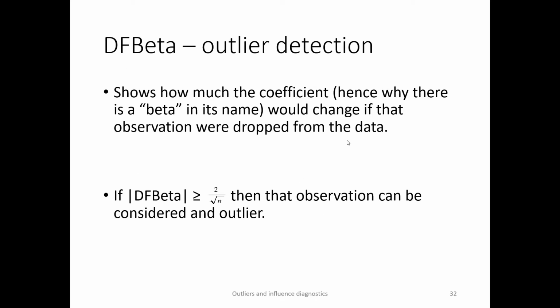And now the DF betas. Remember from regression in general, we have beta 0, which is the intercept, beta 1, which is the first slope, beta 2, which is the second slope, beta 3, which is the third slope, and so on. We're going to have a DF beta statistic for each one of those betas. So there'll be a DF beta 0, a DF beta 1, a DF beta 2, a DF beta 3, for the intercept and every one of the slopes.